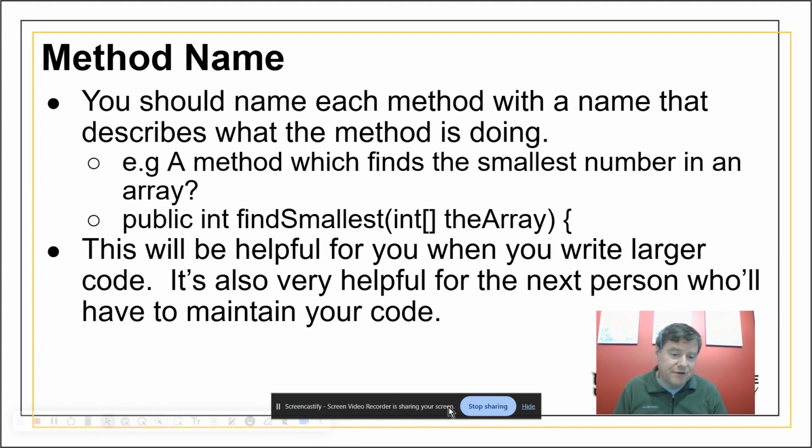Again, if you're writing 5 lines of code, it doesn't matter, but you're not going to be writing 5 lines of code. You're going to have millions of lines of code that you're managing. So it's important that you name things appropriately in a way that people can find them. So a method that's going to find the smallest number in an array, you'd probably call it find smallest, and it takes in an array.